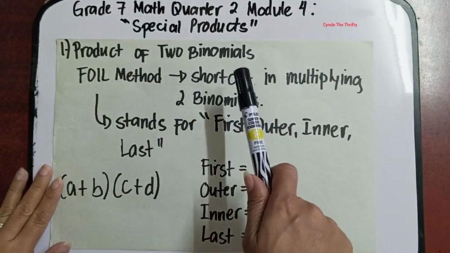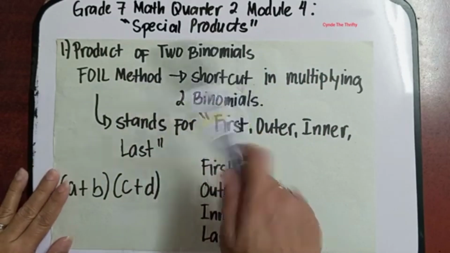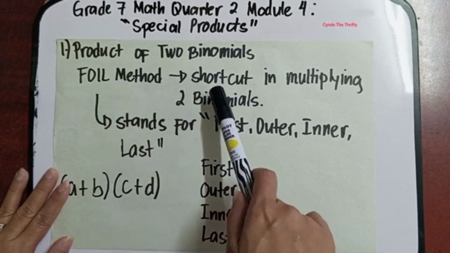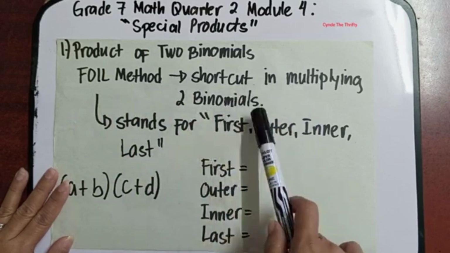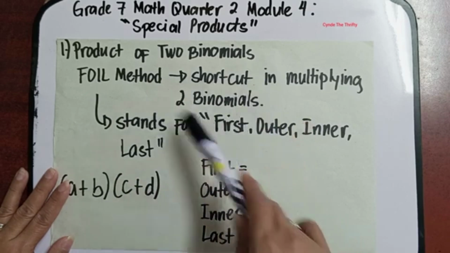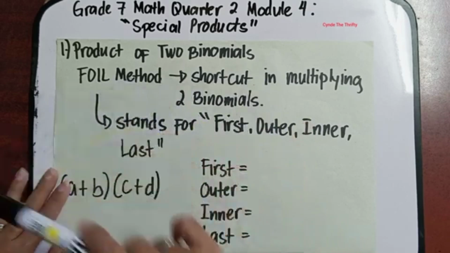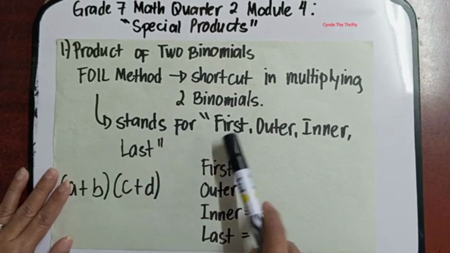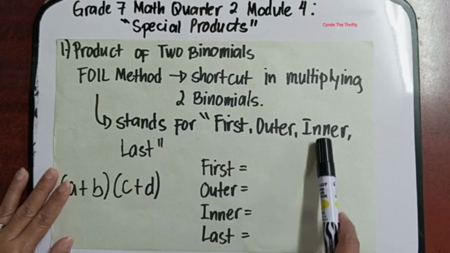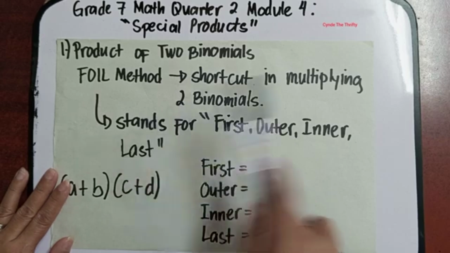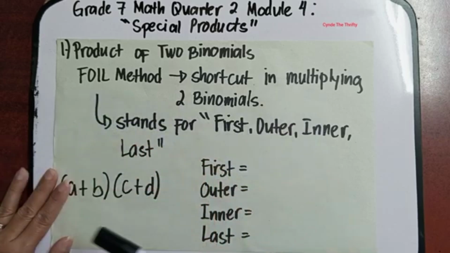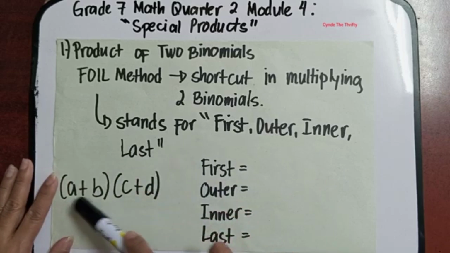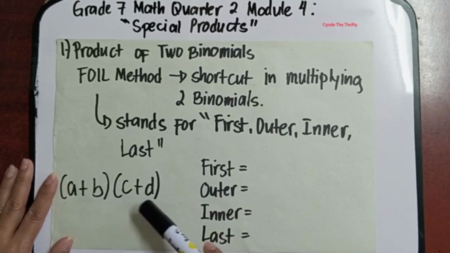So, paano ba natin i-identify ang product of 2 binomials? First, meron tayong tinatawag na FOIL method or shortcut in multiplying 2 binomials. Kapag meron kang dalawang binomials, pwede mo gamitin ang iyong FOIL method. This stands for F for first, O for outer, I for inner, and L for last. So, kaya tinawag natin siyang FOIL method. Okay, so ito yung formula natin sa FOIL method. (A + B) multiplied by (C + D).